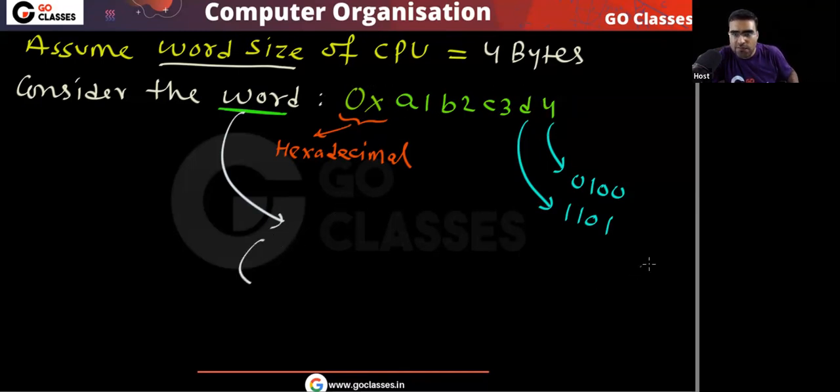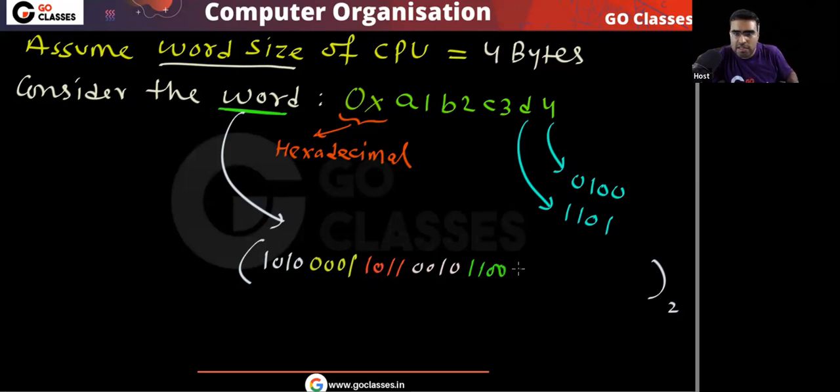And in the binary format, if you want to write in the binary format, then how you will write? So this A simply means 10, that means 1010. This is your A. What is 1? 1 means 0001. What is B? B means 1011. Okay, this is B. What is 2? 2 means 0010. And what is C? C means 1100. Okay, this is C.